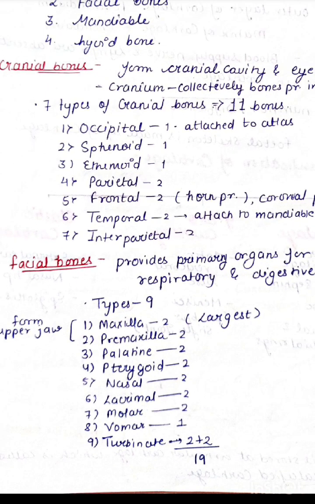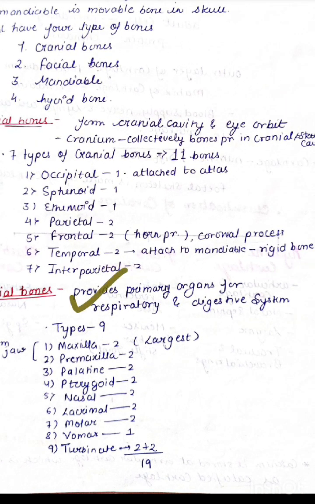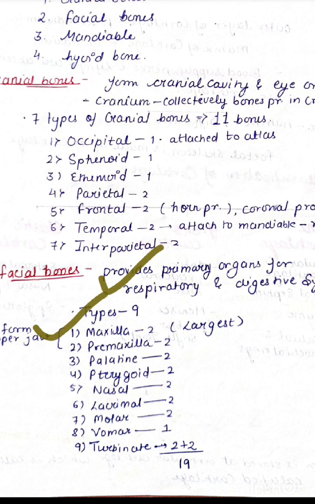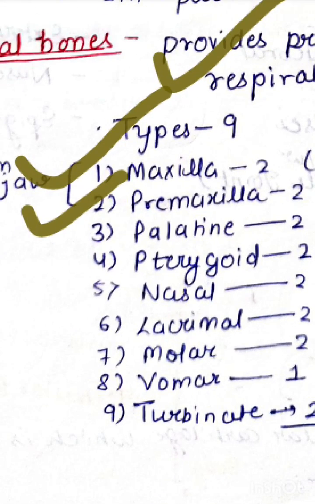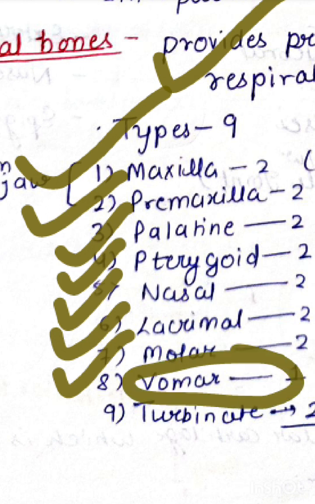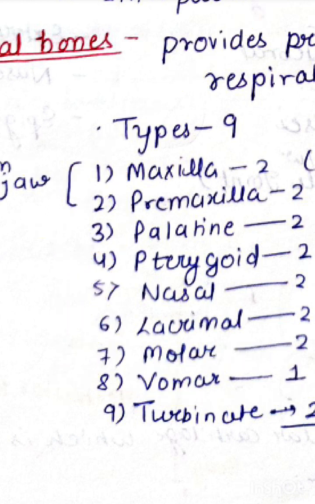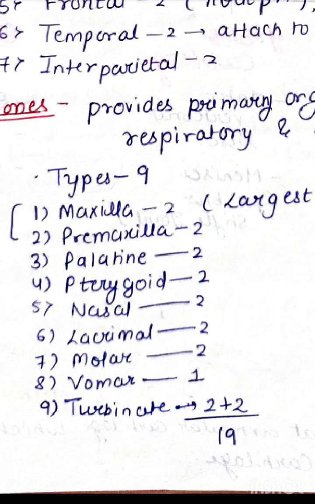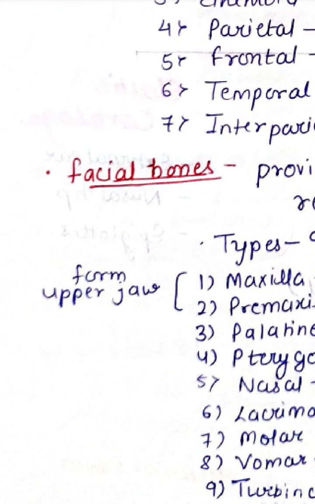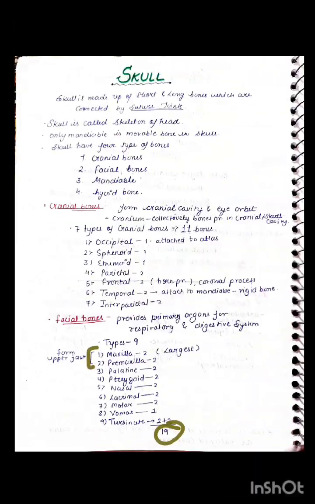Now we come to the facial bones. They provide the primary organs for the respiratory and digestive system. So facial bones are the bones which actually provide the basis or skeleton to the respiratory and digestive system. These are 19 in number. The maxilla is 2. The premaxilla are 2 in number. Palatal is 2 in number. Pterygoid is 2 in number, nasal is 2 in number, lacrimal is 2 in number, molar is 2 in number. Only the vomer is a single bone. And the last one is turbinate, which is also 2 plus 2. So all together 19 bones are present, and the maxilla is the largest bone. The maxilla and premaxilla combine and form the upper jaw of the animal.